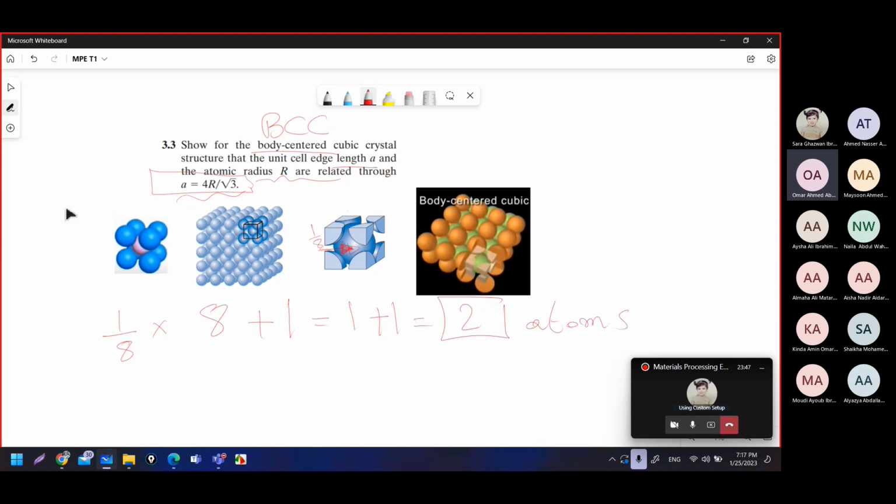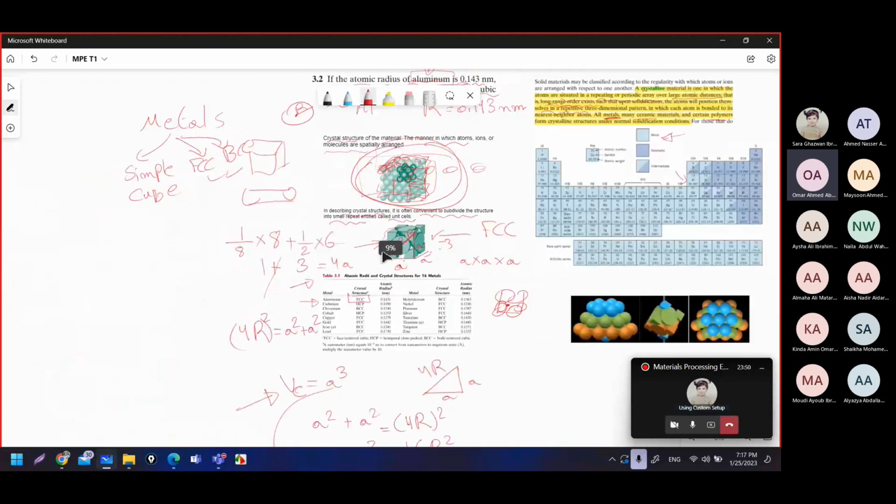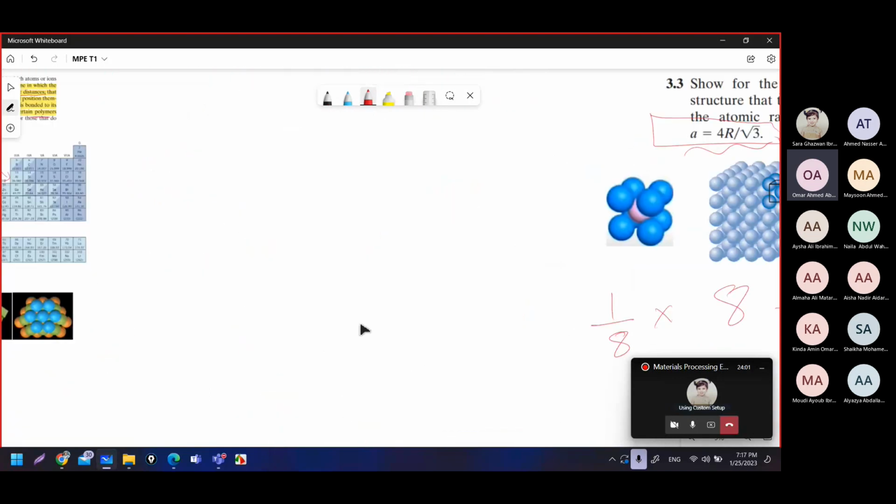We said that for the FCC, when you calculate the number of atoms, we have 4 atoms. One because of the corners, and I have 6 faces, each one has half an atom, so I will have 4 atoms.